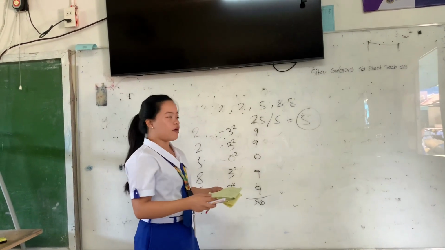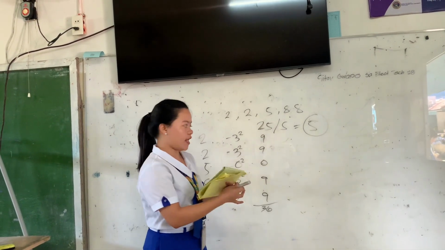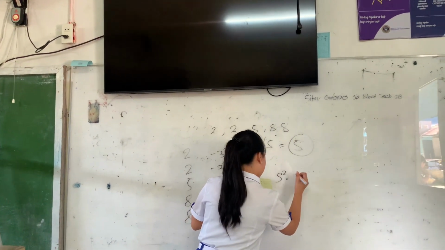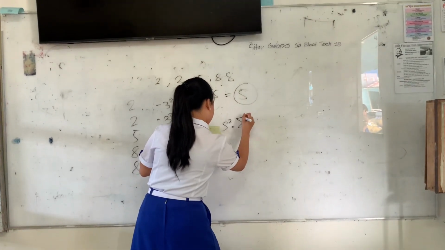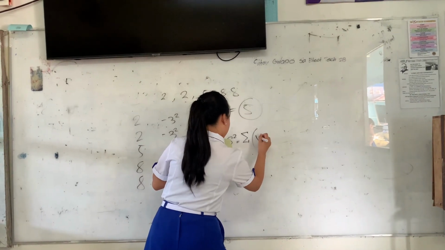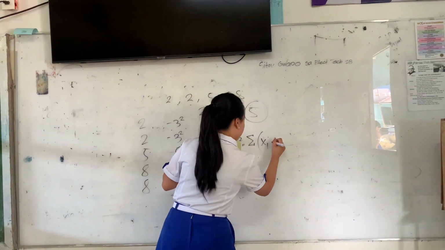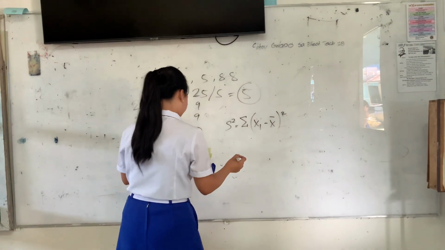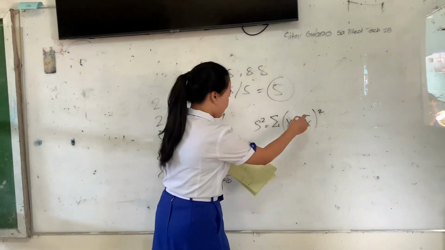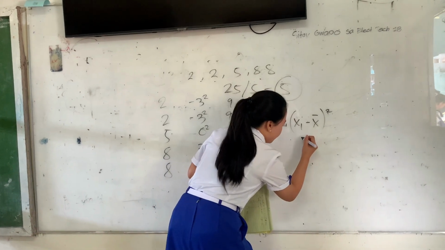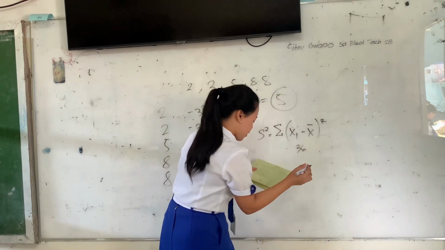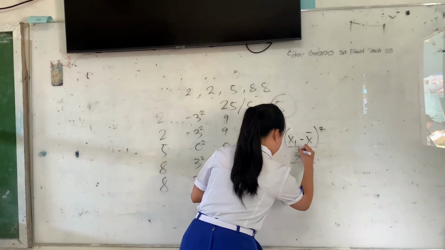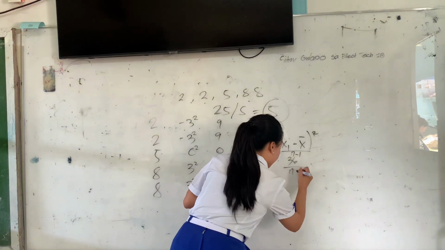Remember, to solve the variance, here is the formula: S squared equals the sum of squared deviations over n minus 1. So our answer here is 36, so we have to put it here, 36, and n minus 1.